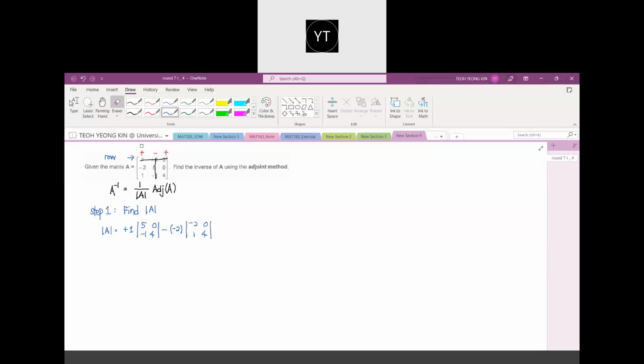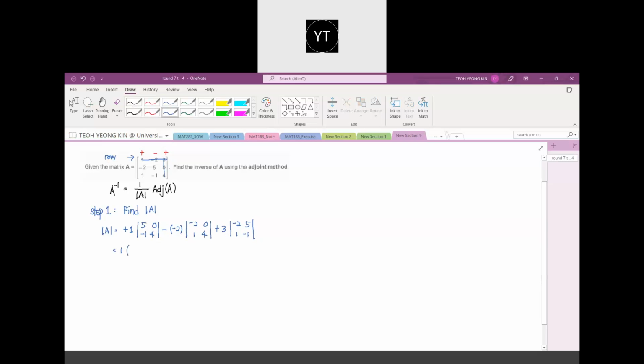And then the last one is 3, positive 3. So here is plus 3, positive 3. And then again, close the first row and the third column. So what I have is negative 2, 5, 1, and negative 1. So based on this, what I have here is 1.